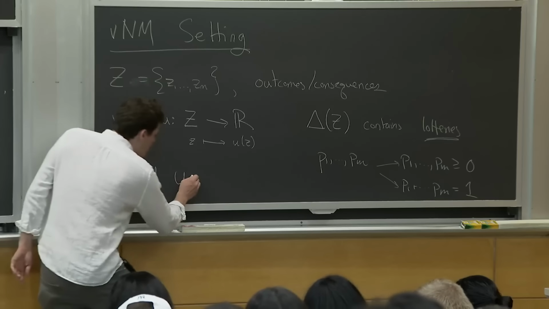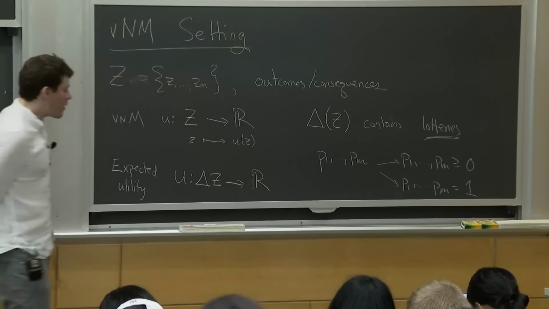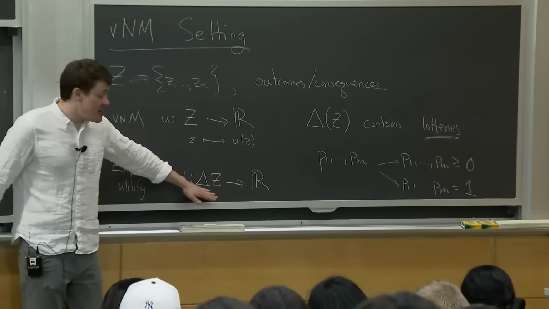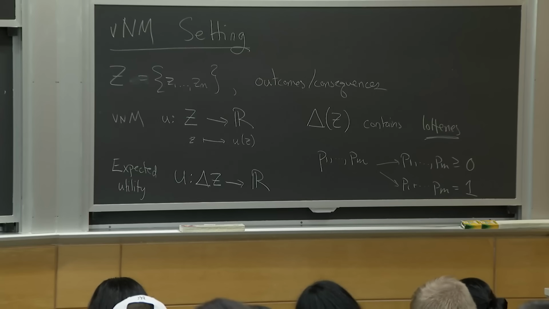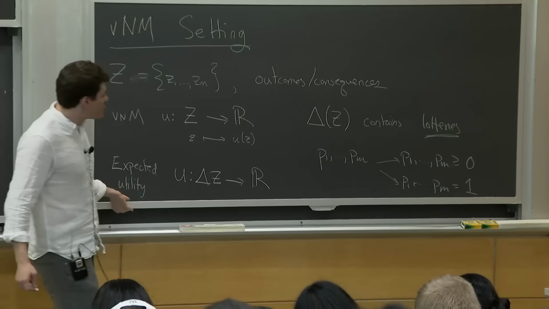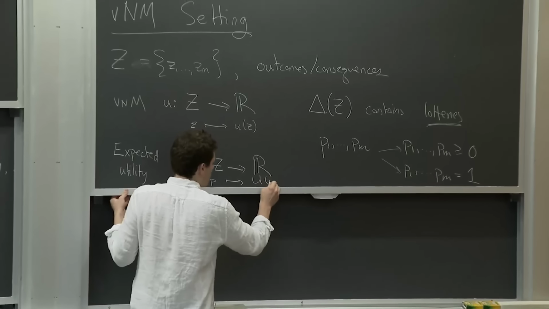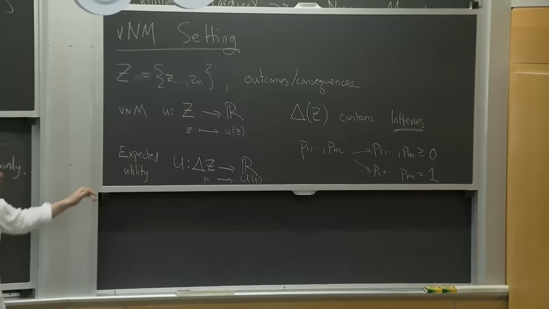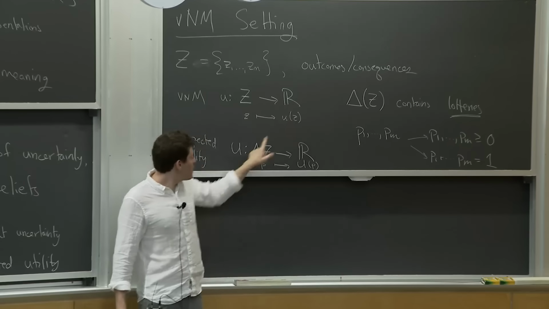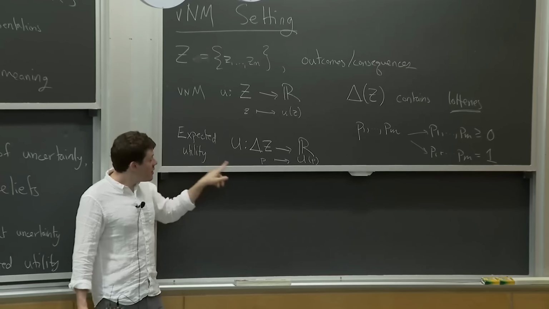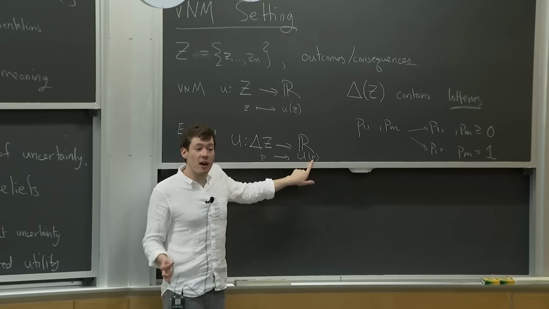And now our expected utility function U is a function from delta Z to R. It says for any lottery, what is my expected utility from that lottery? So again, using the notation above, we would call a lottery P, and that would go to U of P. So this distinction is crucial, right? A VNM utility says for each outcome, what is my utility from that outcome? An expected utility, big U, says for each lottery over outcomes, what is my expected utility from that lottery?